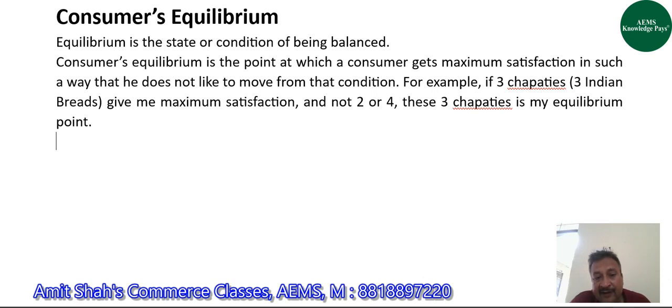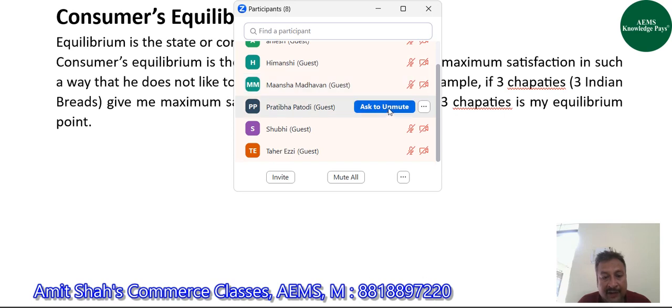So equilibrium point is the point regarding a particular commodity which gives maximum satisfaction to a consumer, and it is expressed in form of number of units of a commodity. Like here for me, it is three chapatis. Got this? I'm asking all guys. Amatullah, Tahir, Mansha, Anish, Shubhi, Aryan, Himanshi. You all got this, right?